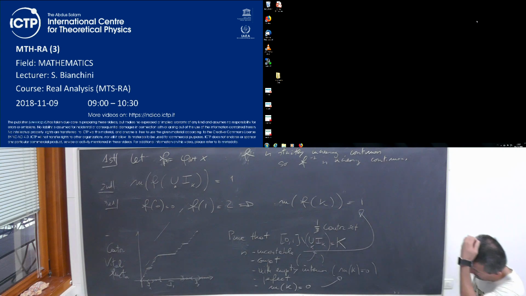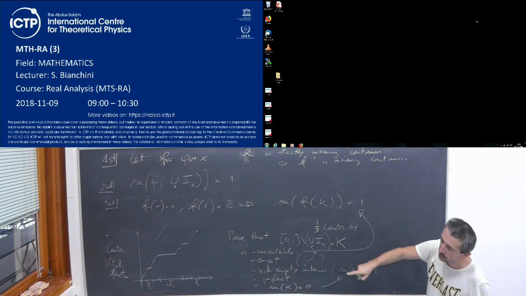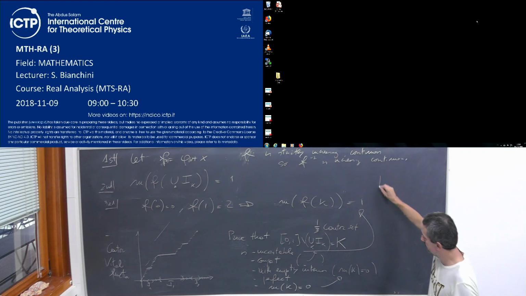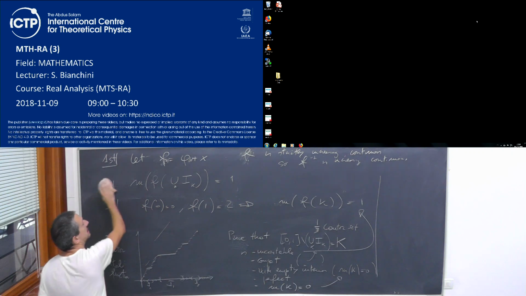So now we have this. Now we use this function f to build a set which is measurable with respect to Lebesgue, but not a Borel set. Okay, so f is given, and then I can answer here.